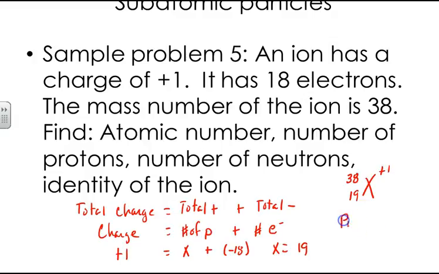We would call this the potassium ion. Not just potassium, but the potassium ion. It's potassium because the ion has the same atomic number as the element that it came from.